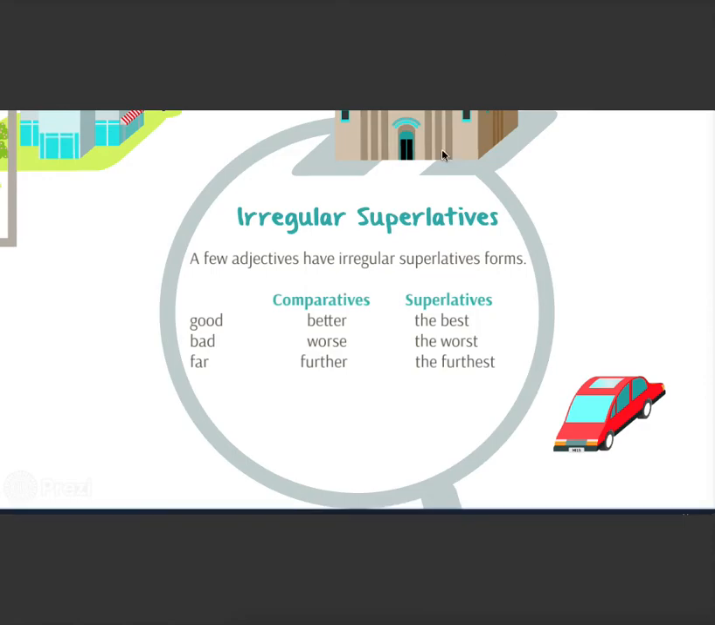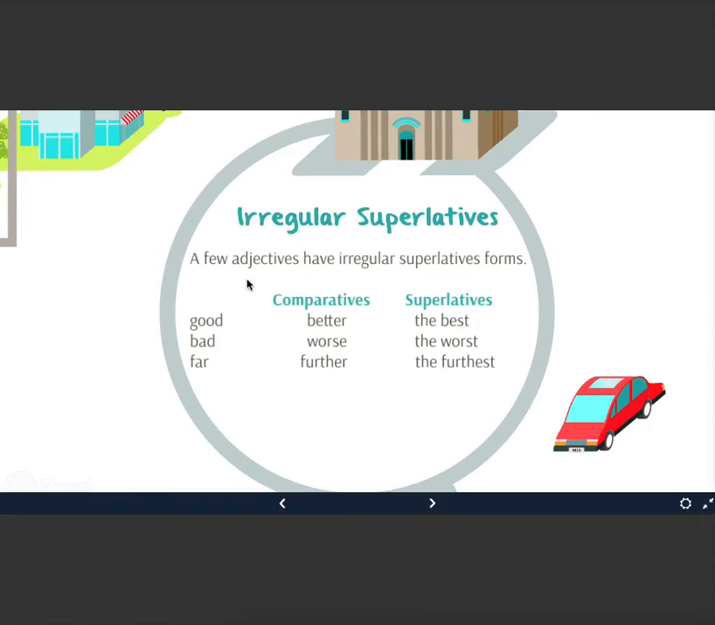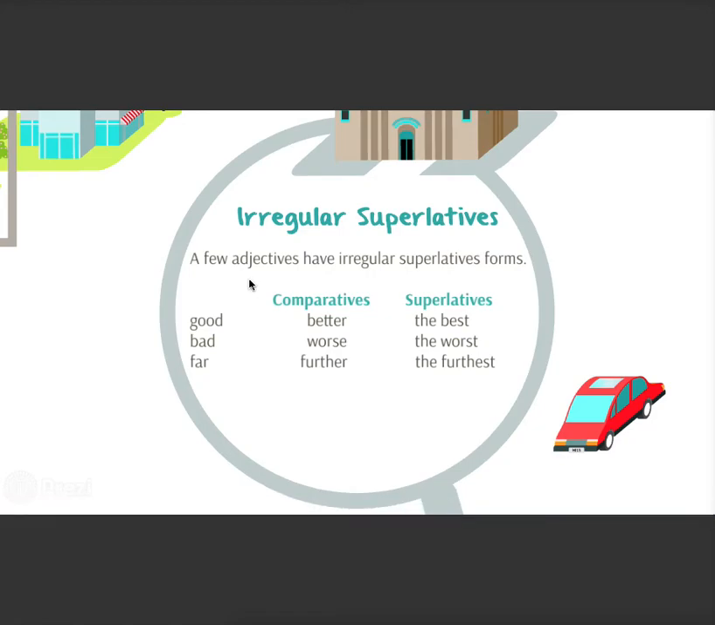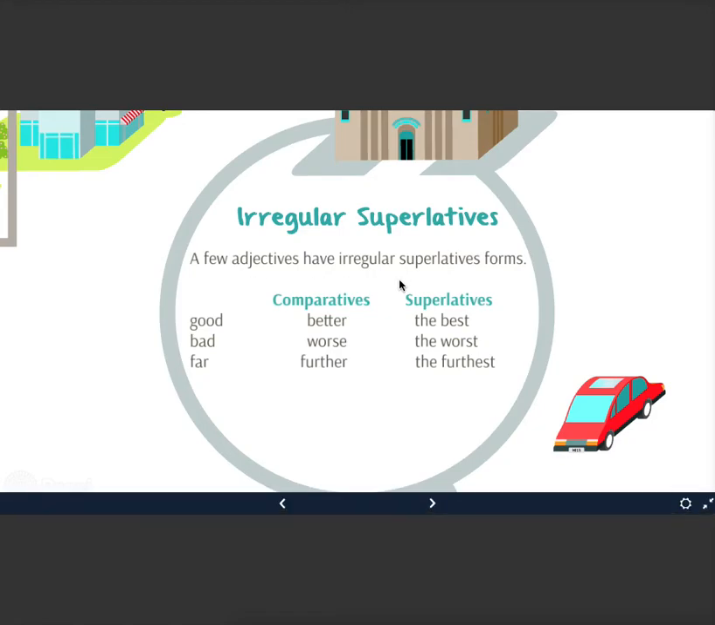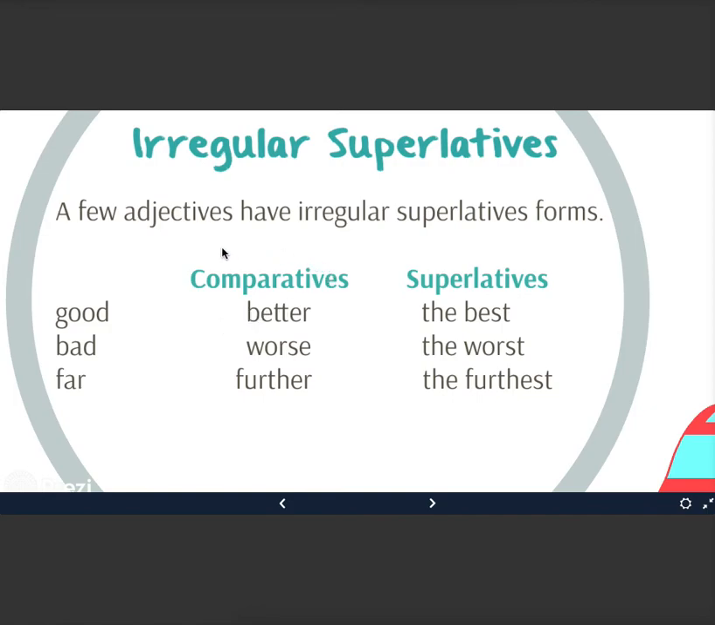So look at this. Irregular superlative. A few adjectives have irregular superlative forms or comparative forms too. Those three we are going to be working with are good, bad, and far. Son los más comunes y los más conocidos irregulares. Bueno, malo y lejos. Okay? When you want to use this in a comparative, good is going to change to better, and in superlative it is going to be the best.